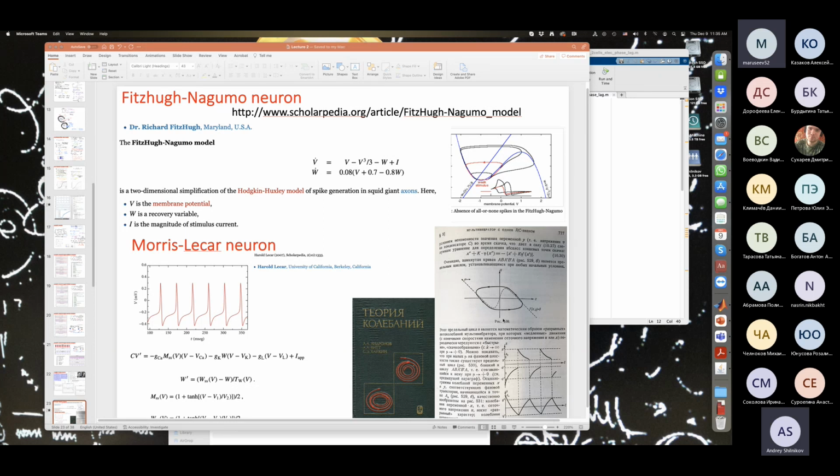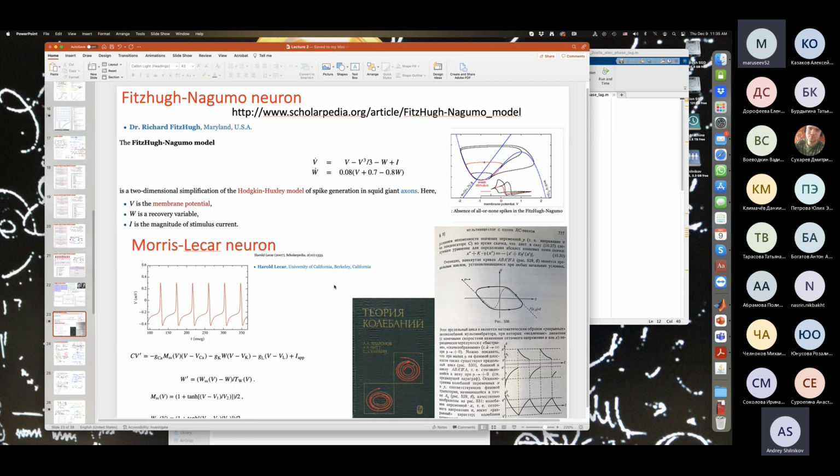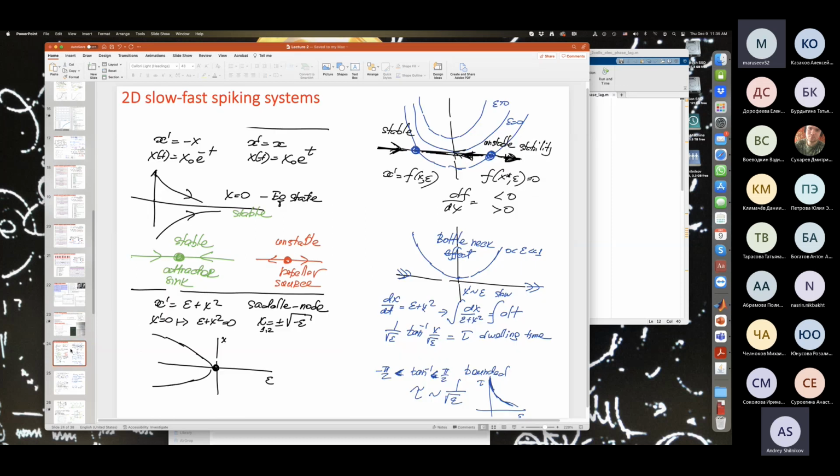So I gave you this historical idea of what's going on. Basically, we're going to focus on this toy model and then transition from this toy model to Morris-Lecar and eventually to Hodgkin-Huxley. But whatever we discuss for the FitzHugh-Nagumo model is going to be useful for our future studies. Okay, so let's start slowly, step by step.